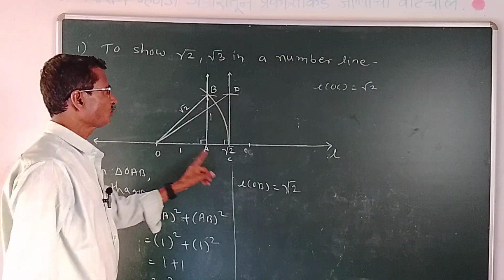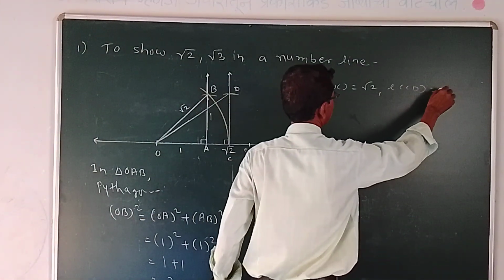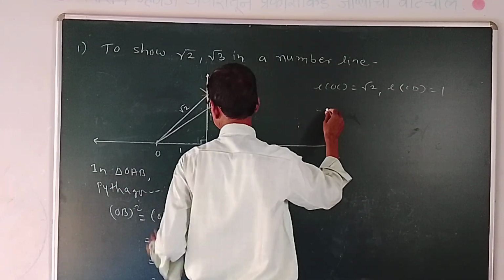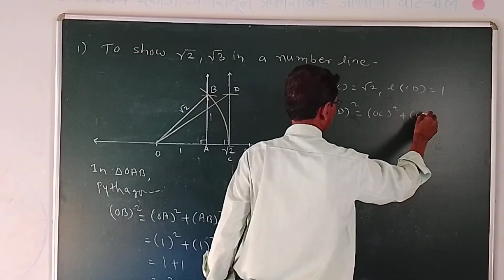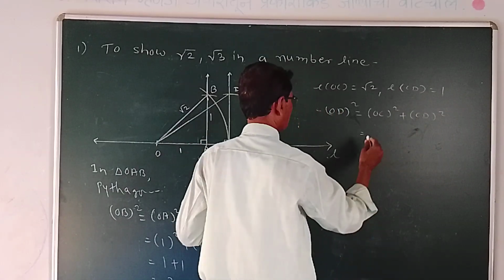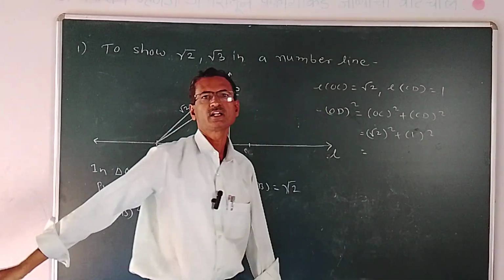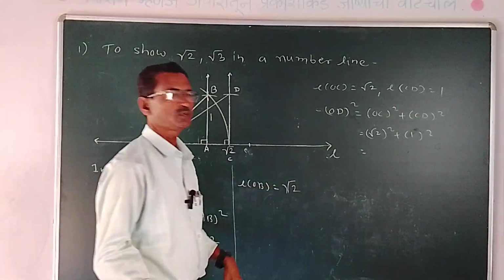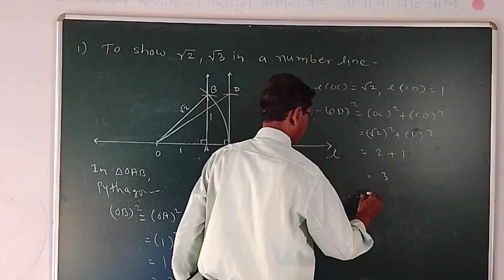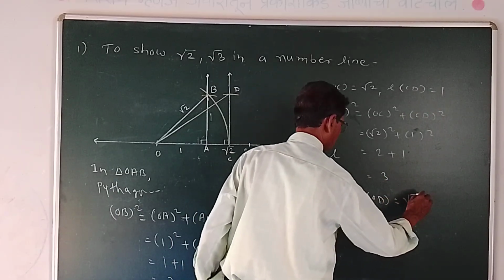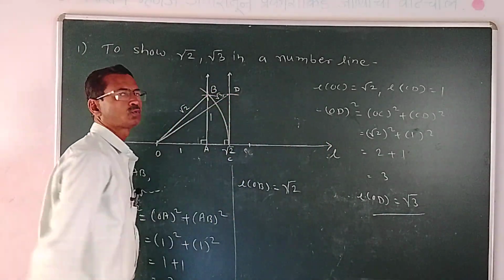Now we know the length OC is equal to root 2 and length CD is equal to 1 unit. Therefore, by the Pythagoras theorem, OD square is equal to OC square plus CD square. You know the square of root 2 is 2 and the square of 1 is 1, which is equal to 3, and therefore taking the square root of both sides, OD is equal to root 3. It means that this distance is root 3.